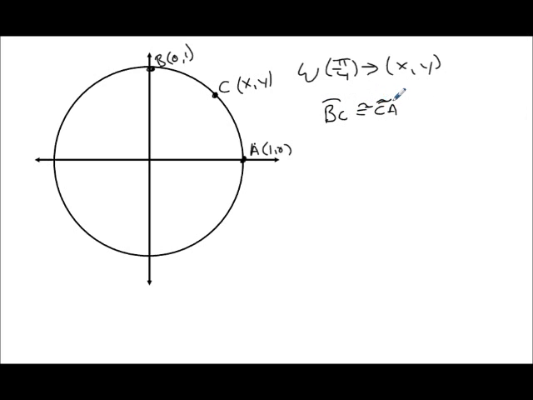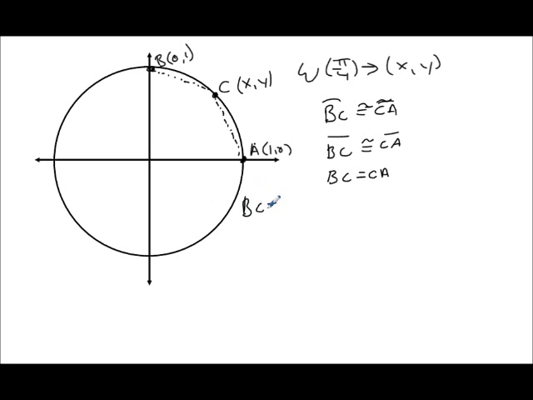Now, because we have our congruent arcs, we can connect the endpoints to those arcs. We now have congruent segments. And because we have congruent segments, that means that the length of those segments are equal. Now that we know that these lengths are equal to each other, we can come up with some distance formula equations, set them equal to each other, and see if we can come up with some type of relationship between x and y. Well, let's do that.